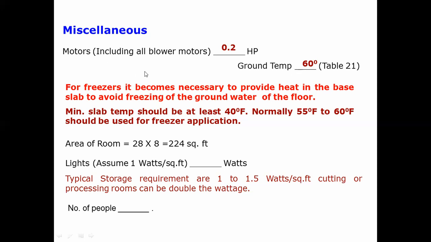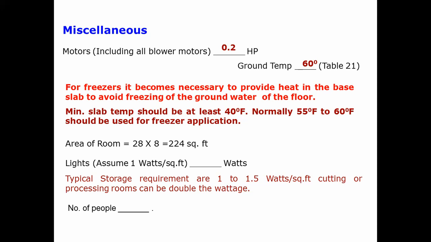So we are assuming that there is a 0.2 HP motor inside the room. Now afterwards, there is the area of the room. You have already found out the volume, length into breadth into height. So what would be the area? Area will be length into breadth, or 28 into 8. Why we are going to find this area is that we are assuming the lighting load.